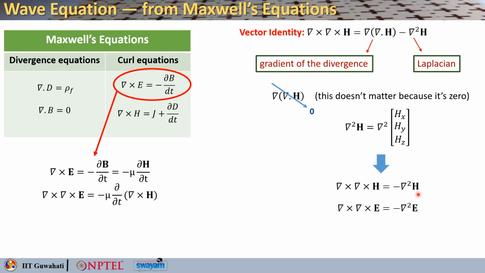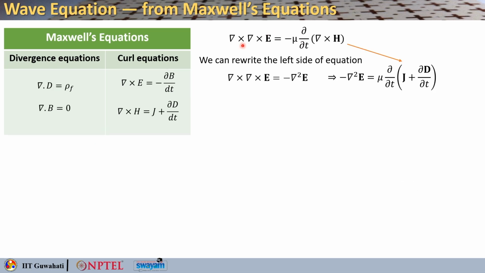symmetry, you can also write the same equation for the electric field, and that is also fine because we are talking about a source free region, or a region where no current is flowing. So, you can also write that curl of curl of E is minus del square E. Okay. So, if we go to this equation, that curl of E equals minus mu dou by dou t of curl of H. So, what we have seen is that the left side can be written as minus del square E.